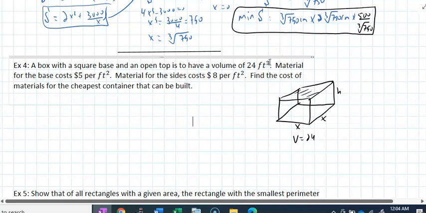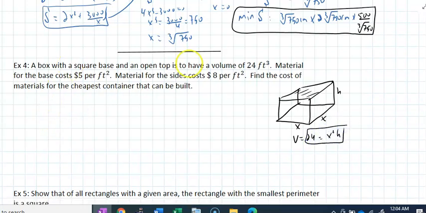And isn't volume length times width times height? There's my first equation. Material for the base costs $5 per square foot. Material for the sides costs $8 per square foot. Find the cost of the material for the cheapest container.